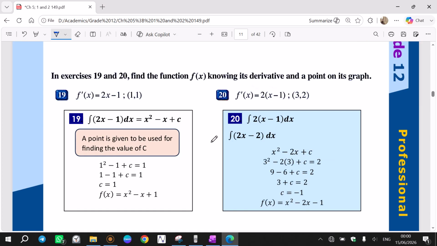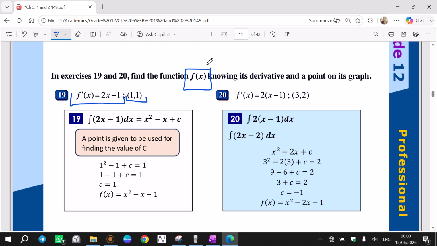This type of question is very, very common. The question gives you a derivative and a point. It's asking for the original function. Okay, how do we go back from derivative to the original function? By taking integral. What is the integral of 2x? It will be 2x power 2 over 2. The 2's cancel out, only x squared remains. Negative 1 will be negative x, and there's always plus c.